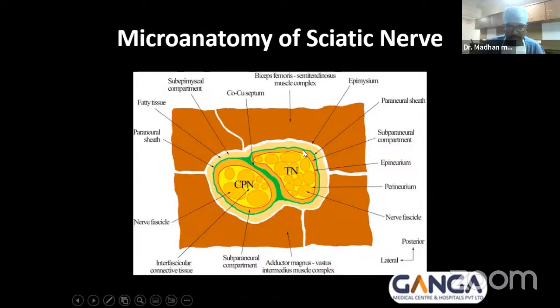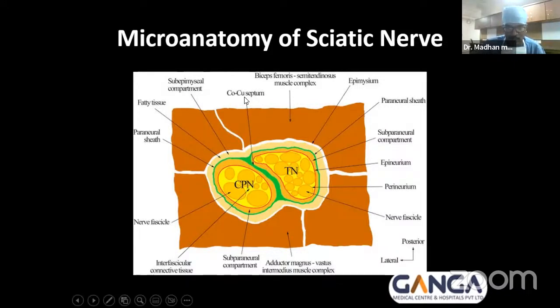Below the epimysium, between the epimysium and the paraneurium, is your subepimysial perineural compartment. And under the green line, this yellow area is called the subparaneural compartment. Our area of interest is the subparaneural compartment, that is, between the paraneurium and the epineurium of the nerve. The sweet spot, or the destination of local anesthetic, is in the subparaneural compartment. Your needle tip has to pierce the paraneural sheath and the local anesthetic has to be injected inside the paraneural sheath.